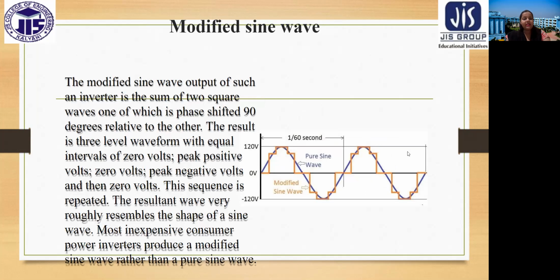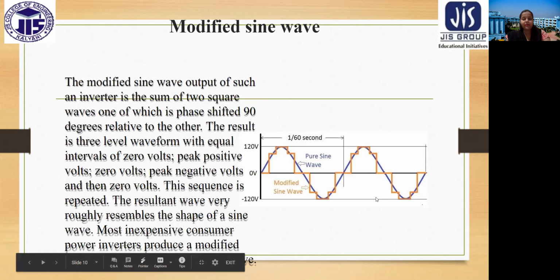And what is modified sine wave? The modified sine wave output of such an inverter is the sum of two square waves, one of which is phase shifted 90 degrees relative to the other. The result is a three-level waveform with equal intervals of 0 volts, peak positive volts, 0 volts, peak negative volts, and then 0 volts. This sequence is repeated. The resulting wave very roughly resembles the shape of a sine wave. Most expensive consumer power inverters produce a modified sine wave rather than a pure sine wave.